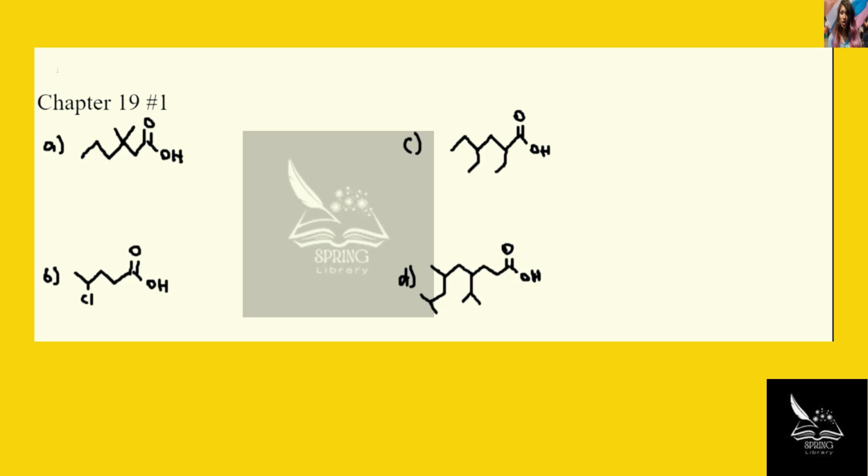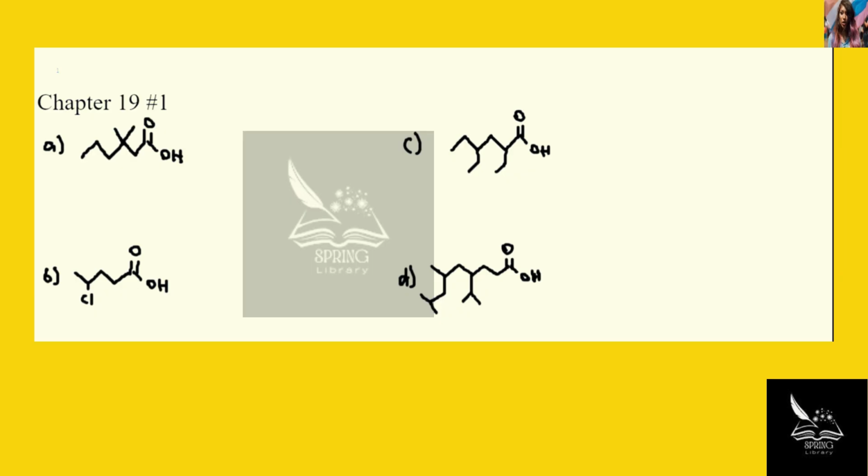This is the answer to Chapter 19, problem number 1 from the Smith Organic Chemistry textbook. This problem gives us 4 molecules and asks us to come up with the IUPAC names for each of these 4 molecules. And so these 4 molecules are all carboxylic acids.